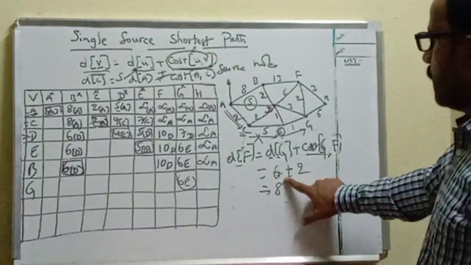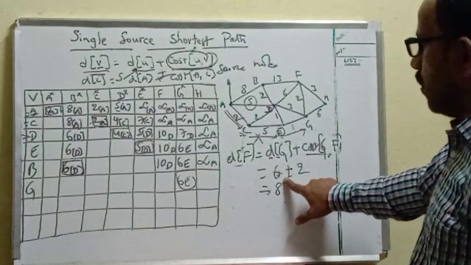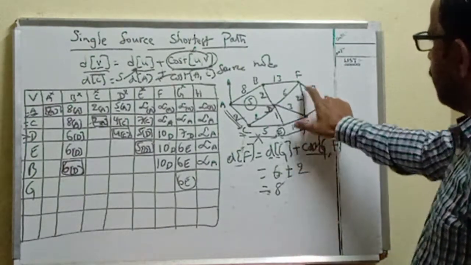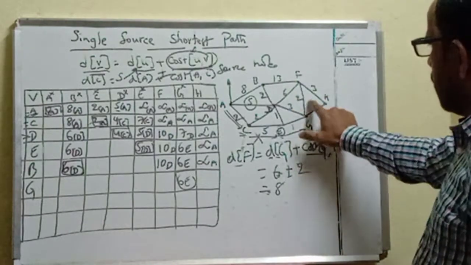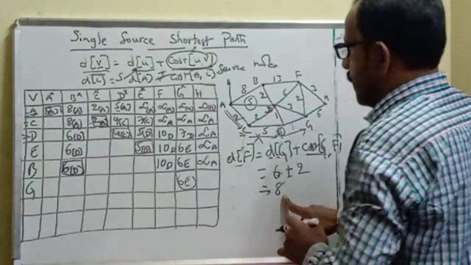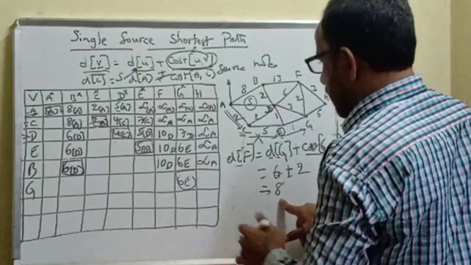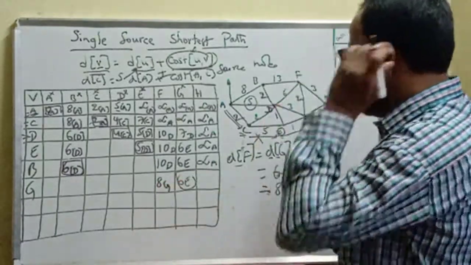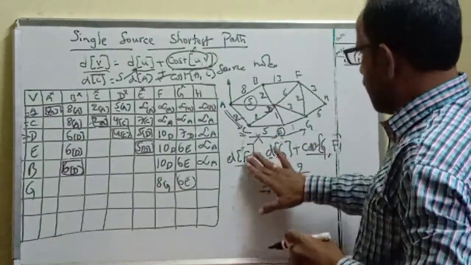6 is the shortest distance from the source node to node G, plus the edge cost, since there is a direct edge between G and F in the graph. That distance is 2 units. Then 6 plus 2 is 8. Now compare the previous number with 8. The previous number is greater than 8, but this one is obtained via G. Okay. The next one is H.